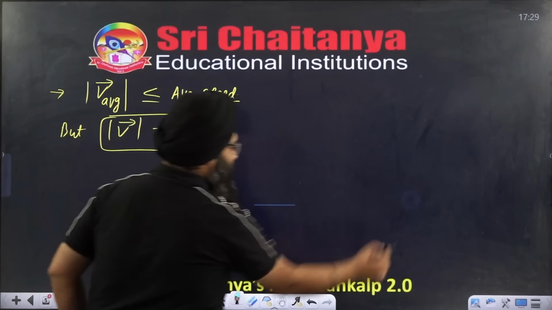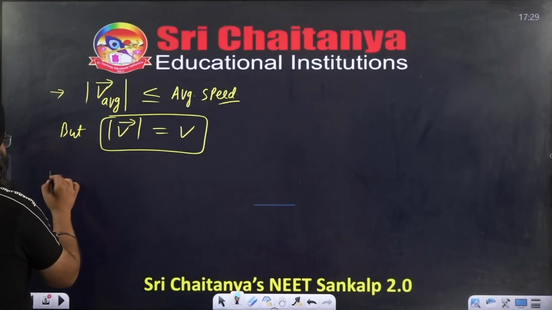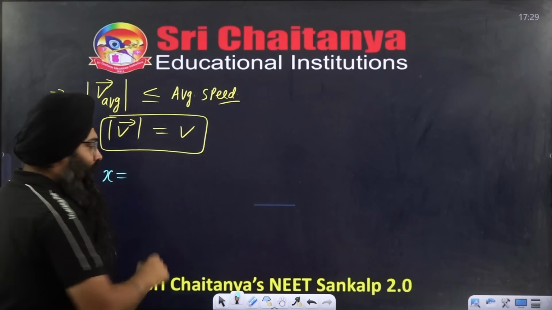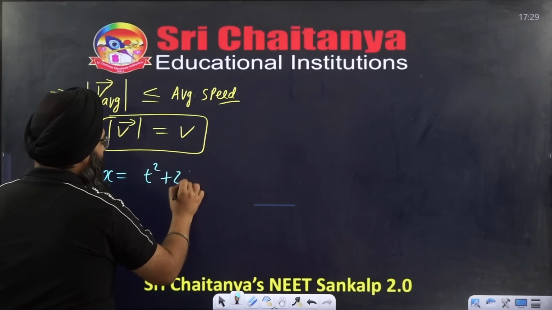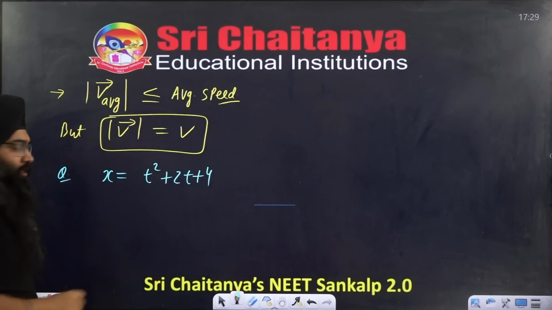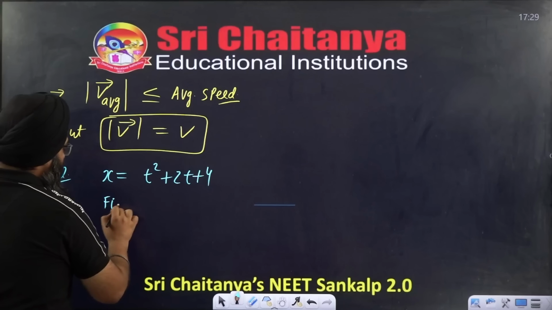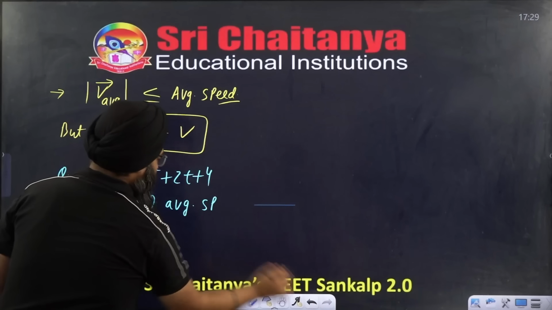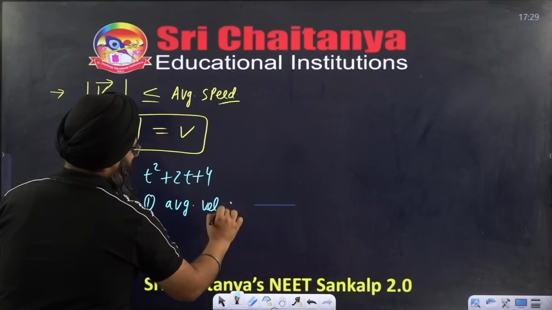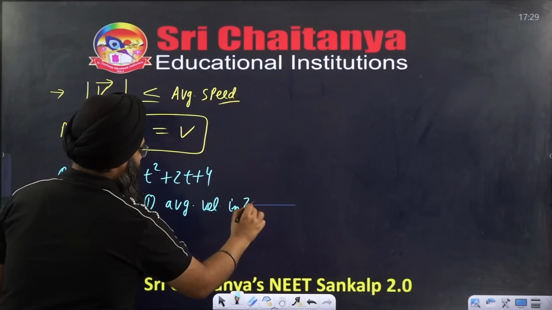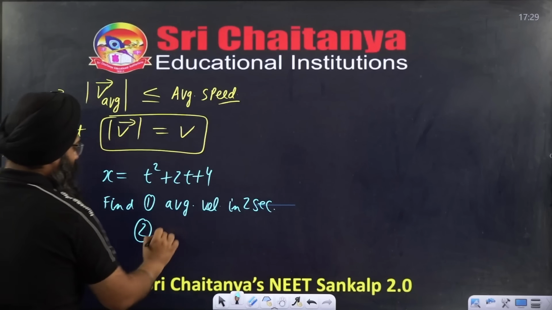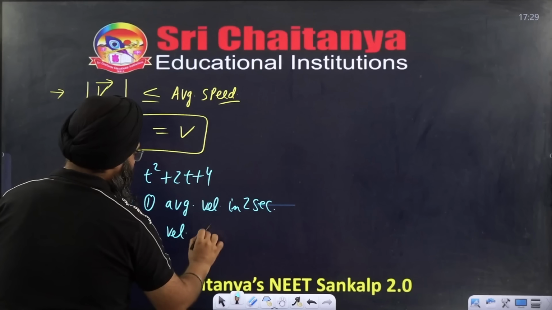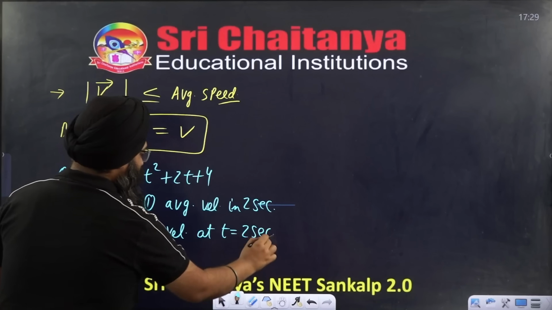Now based on this, very simple questions are being asked. Like let us suppose if I tell to you that the position of the particle is given by x is equal to t square plus 2t plus 4. Suppose I give you this particular x, and if I ask you find the average speed or average velocity in 2 seconds, and in the second case I ask you find the speed or the velocity at t is equal to 2 seconds.